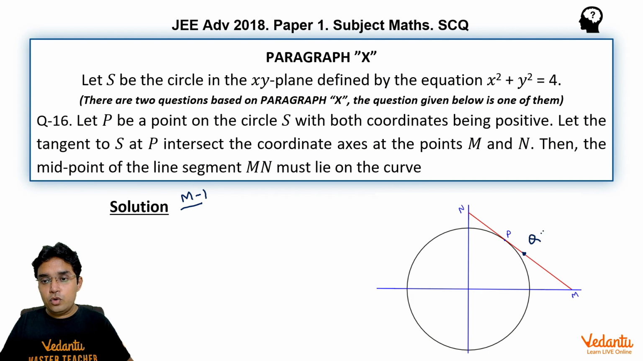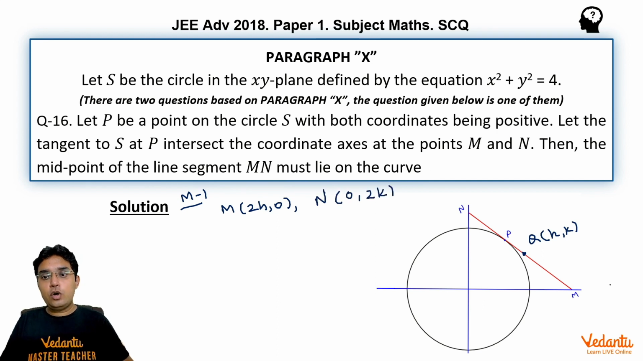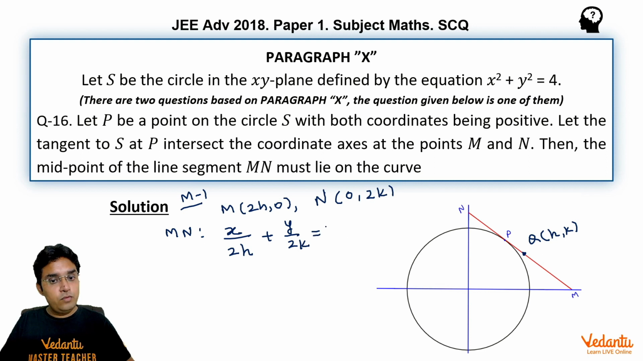The first approach is that we start with the midpoint of this MN. If I take Q to be h comma k, which is the midpoint of MN, then we can write M to be 2h comma 0 and N to be 0 comma 2k, because h comma k is the midpoint and M lies on the x-axis, N lies on the y-axis. So from the midpoint formula directly we can write this. The equation of line MN will become, by intercept form, x upon 2h plus y upon 2k is equal to 1.